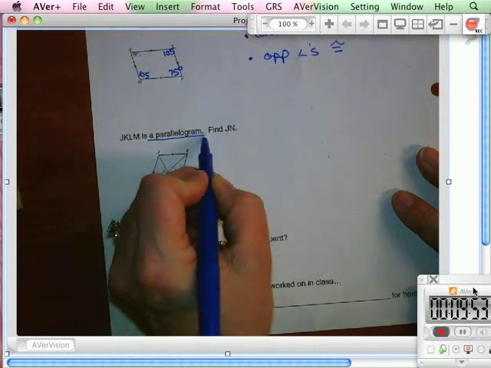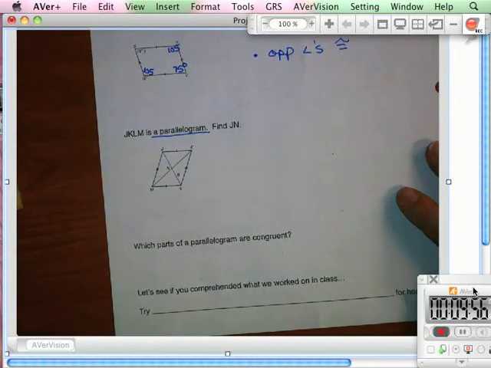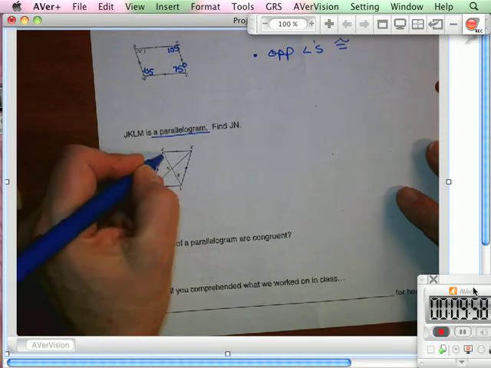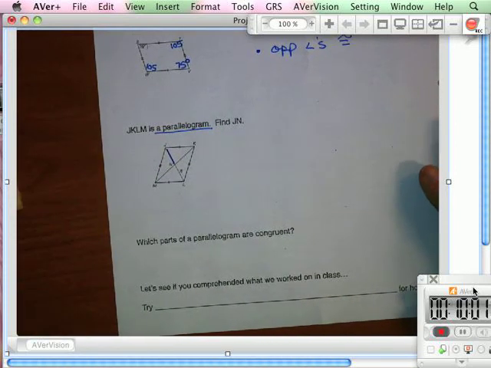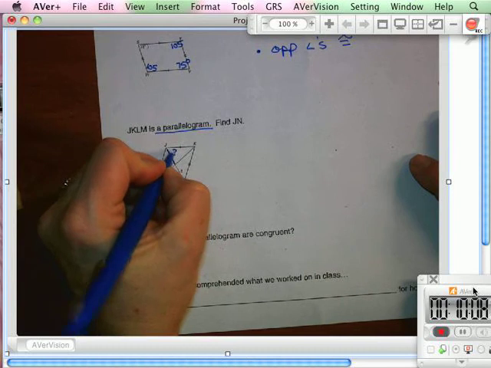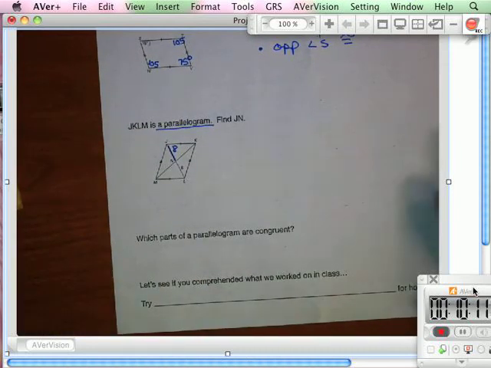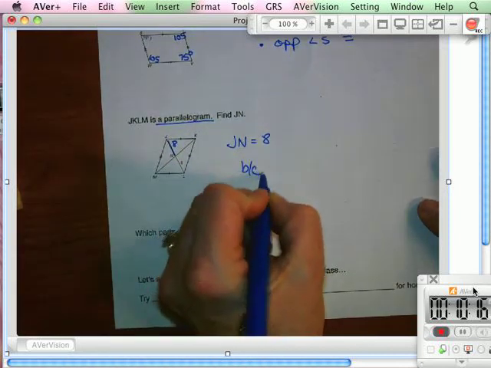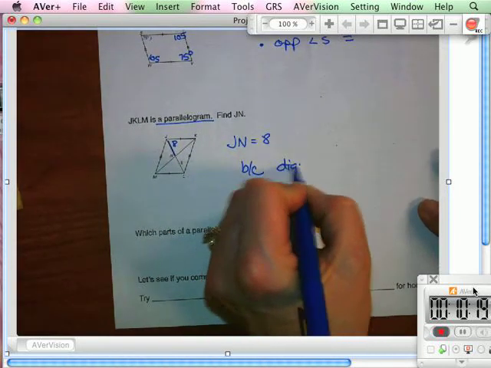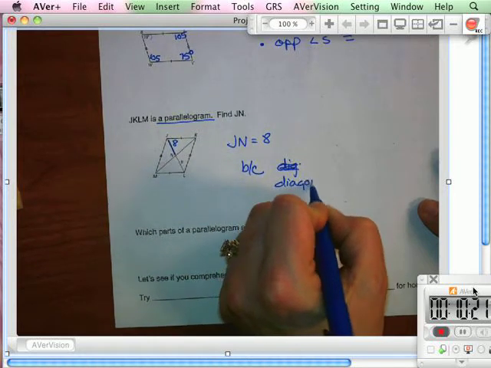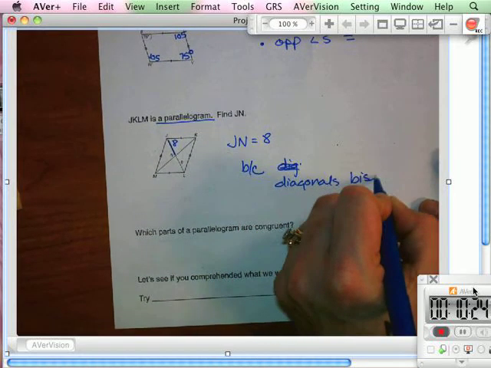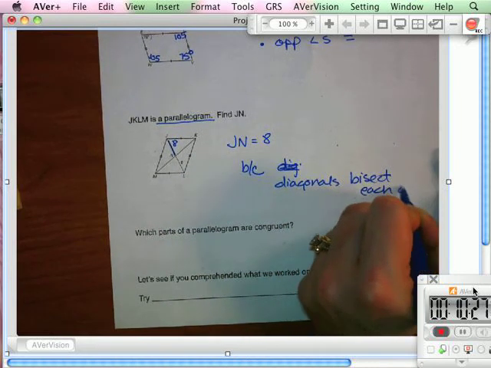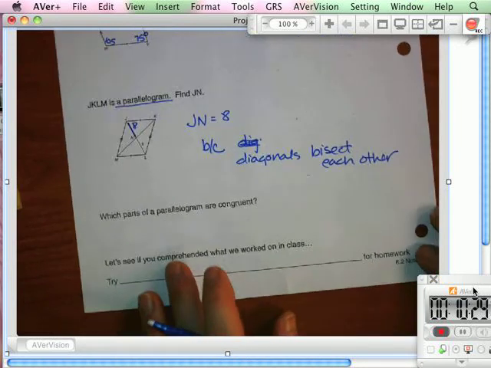This is a parallelogram, they're telling me again. So I need to find this piece right here. If it's a parallelogram, what do I know about the diagonals? They bisect each other, so cut each other exactly in half. If this is 8, then that's 8. Correct? So I'm going to say JN is equal to 8 because diagonals bisect each other. Bisect means to cut exactly in half.